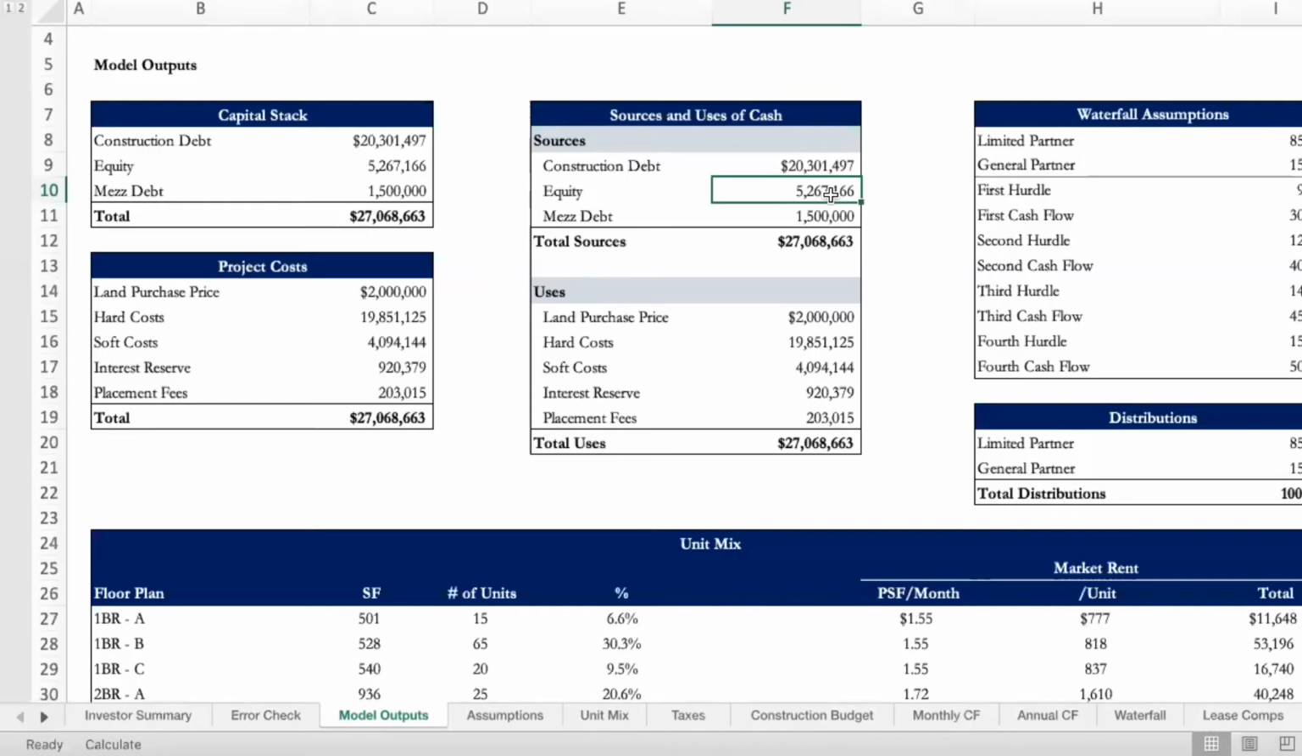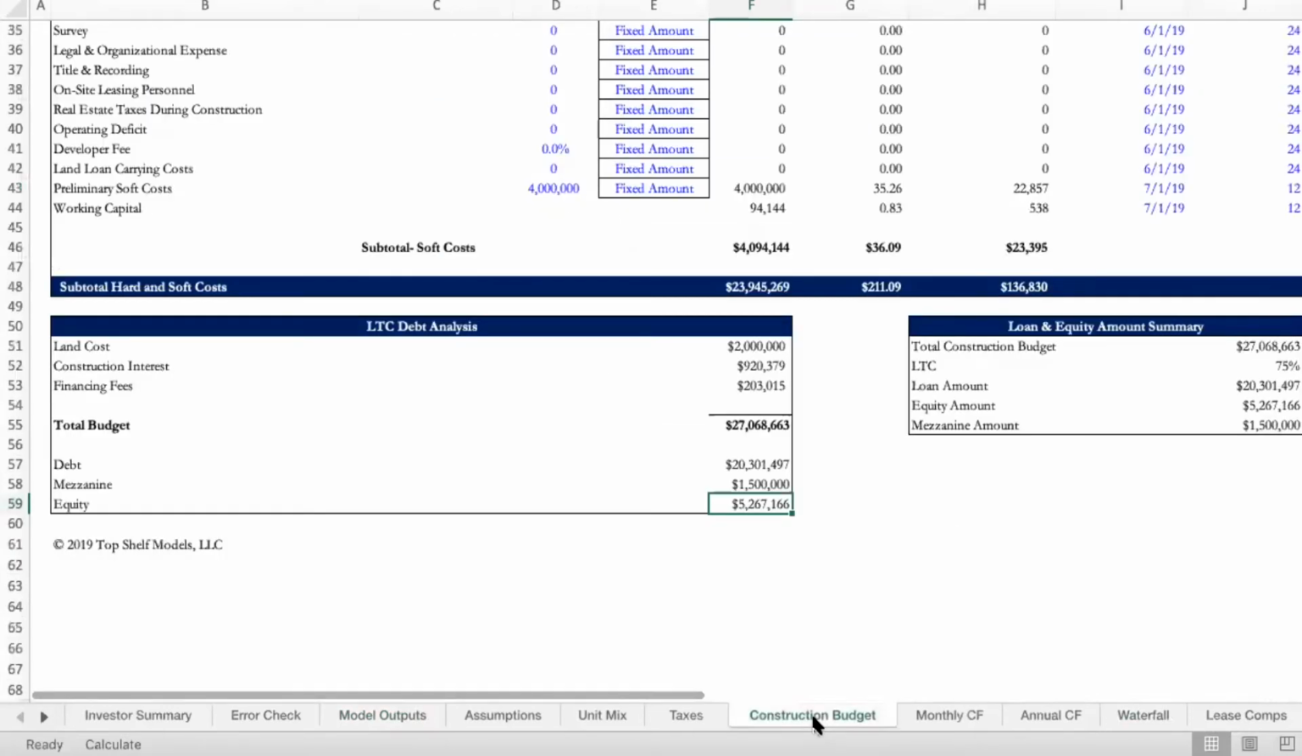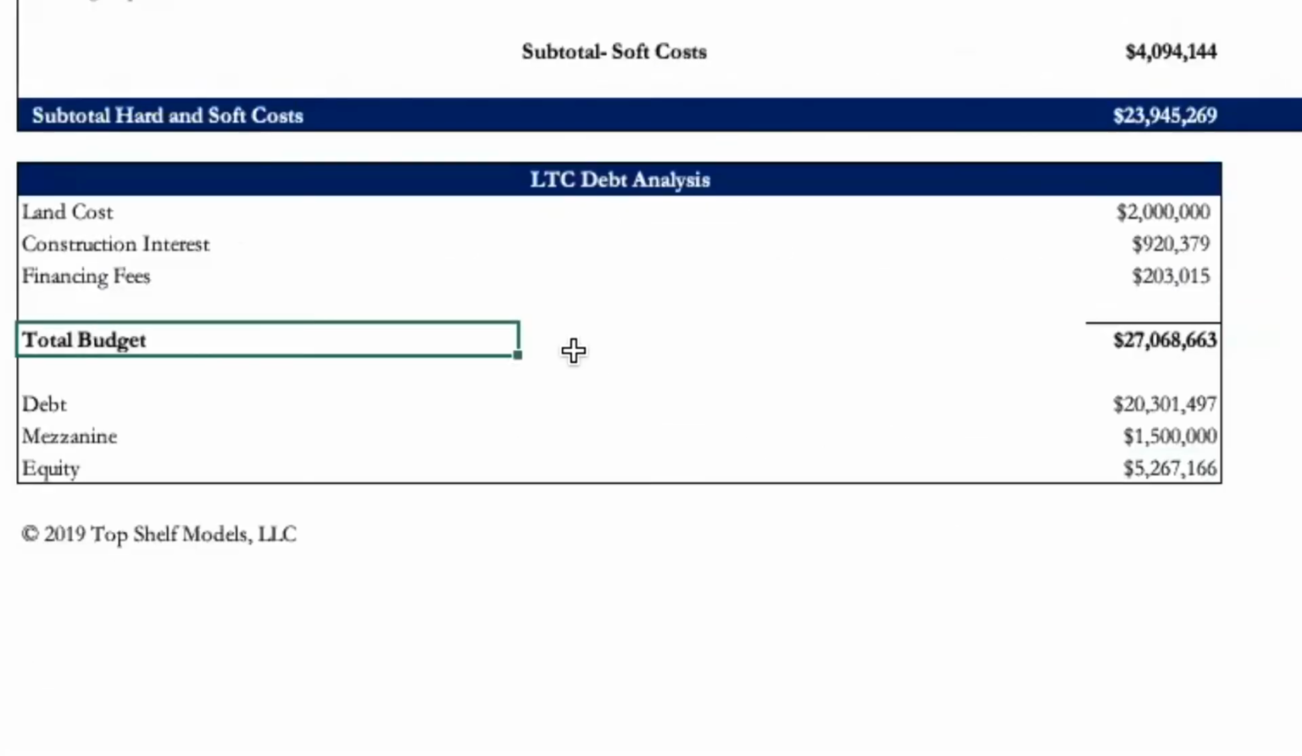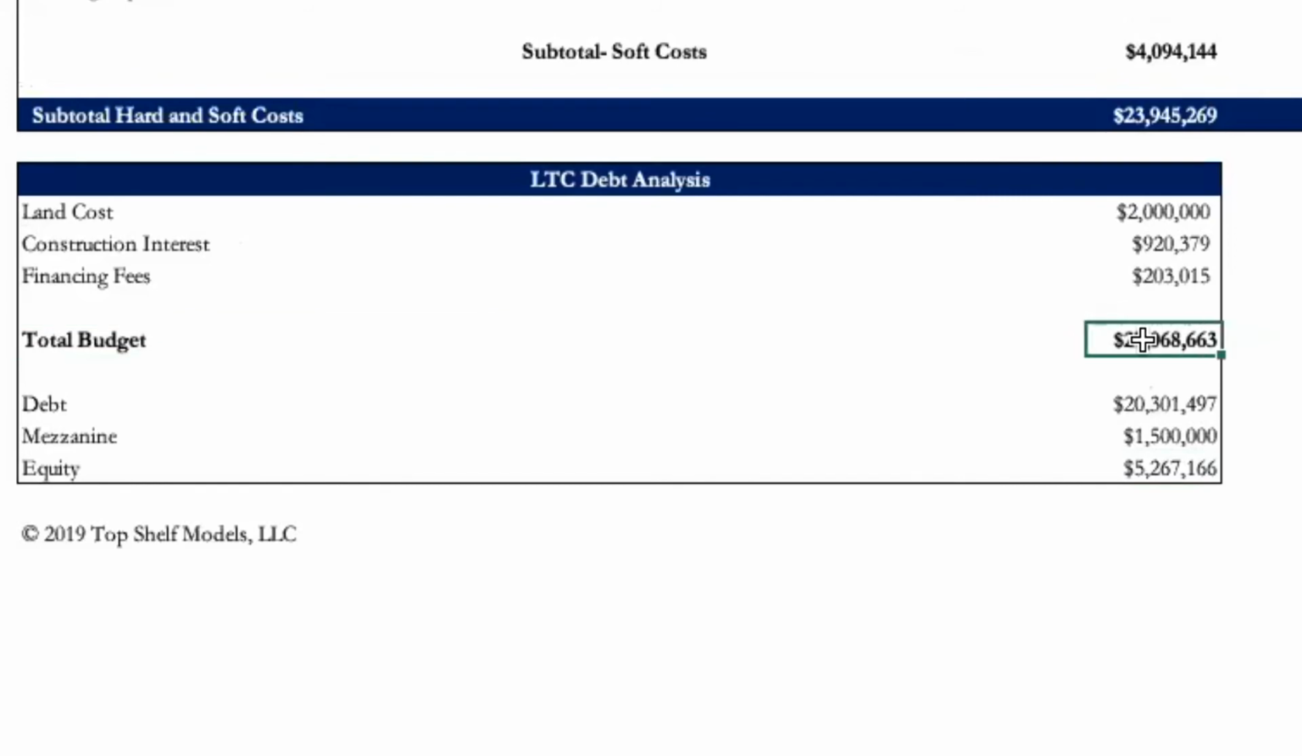So how do we derive the $5.26 million worth of equity requirement? To figure that out, we have to go to the construction budget section. Here we see how the total budget was calculated. We see that the subtotal of hard and soft costs were added to land costs, construction interest, and financing fees to figure out the total budget or the total needs of this project.